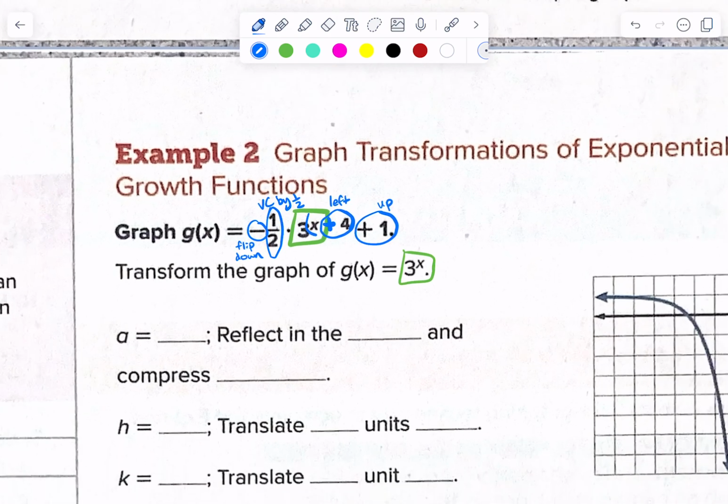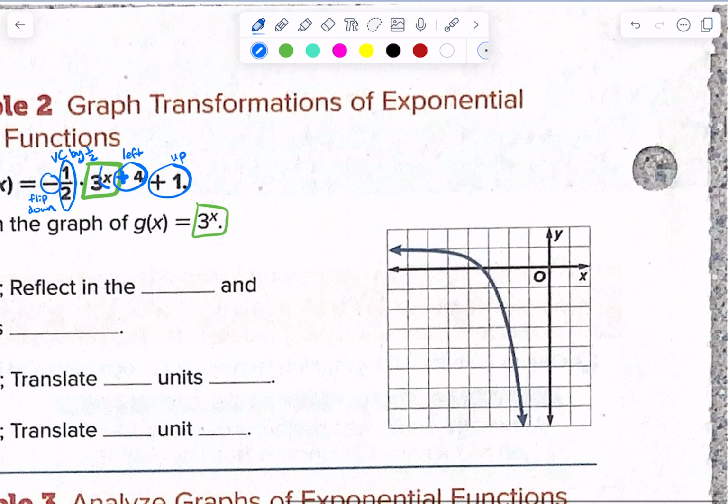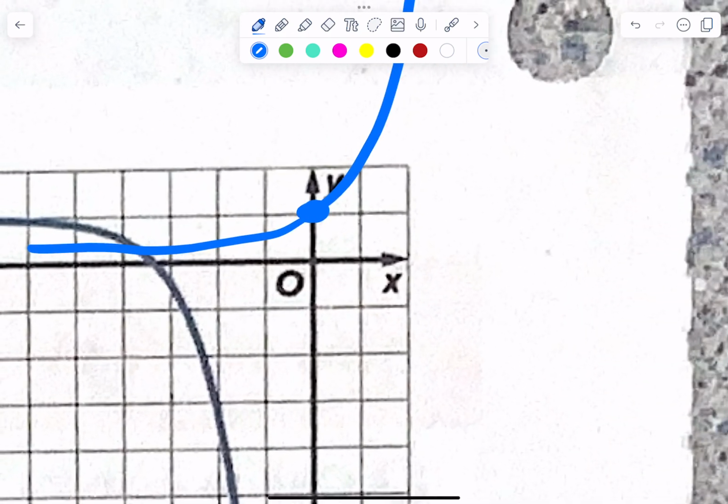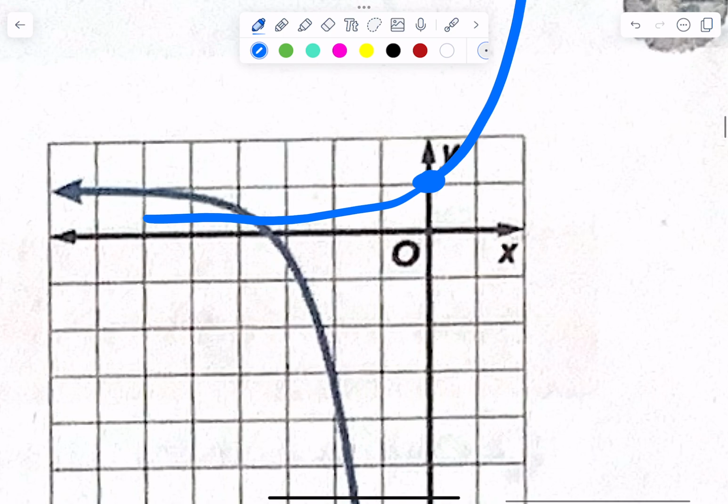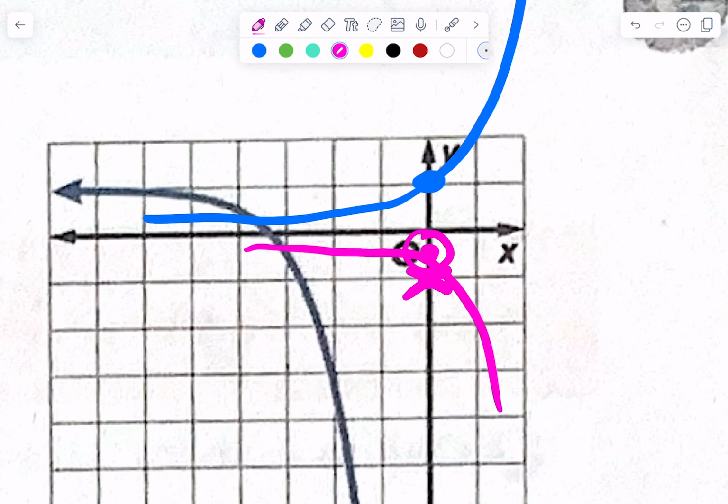So this guy right here, normally he should go like this and he should cross at 1 and he should go like this. That's what the blue guy is, what he should be. He always crosses through at 1. If I flip him down, he's going to be right here. If I make him shorter though, he's going to be at 1/2 and not at 1 anymore, right? So now I'm not at this dot anymore, I'm at this dot, and I'm flipped down, so he looks like this. Whoop, like that.